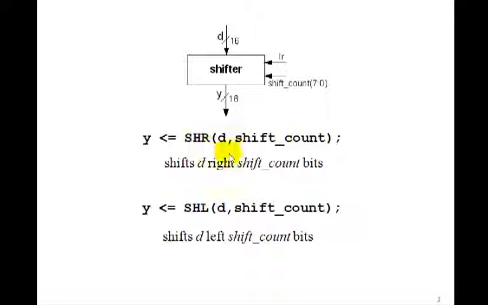And here's the built-in function. This function is built into your unsigned VHDL arithmetic library, the same one that you use for the plus and minus. So you have to include that. But now you can say Y gets shift right D comma shift count. This will shift D right shift count bits. So this is the number of bits you shift. And to shift left, you say Y gets shift left D comma shift count. This will shift D left shift count bits. So this is very useful.